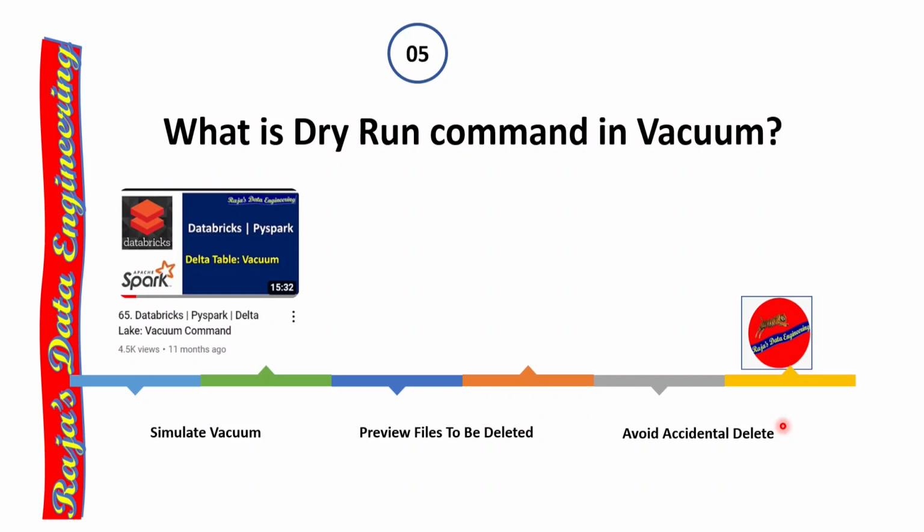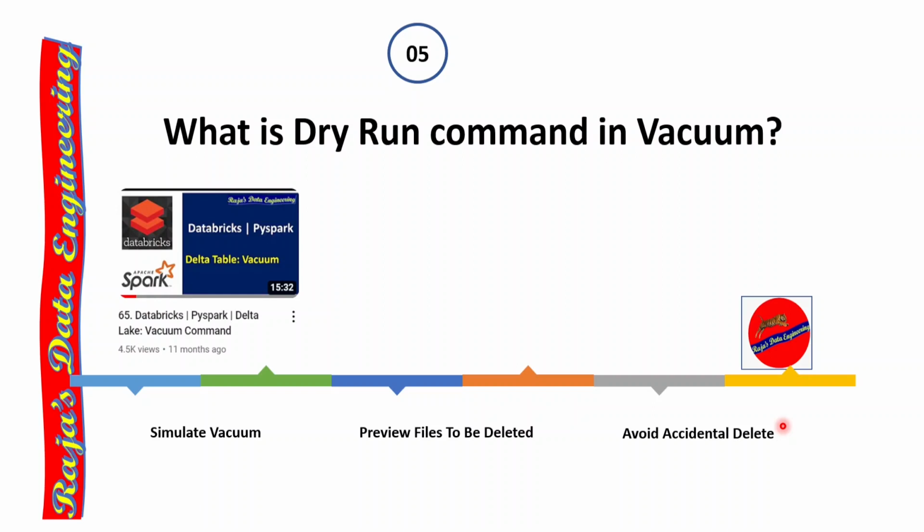We are going to remove the data from the system. So by mistake, if you remove some sensitive information which is needed for our project, then it will be a problem. In order to avoid that, just using the dry run command, we can check what files will be cleaned up as part of this vacuum operation, so that we can preview.